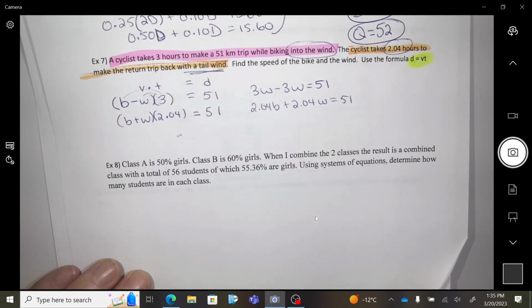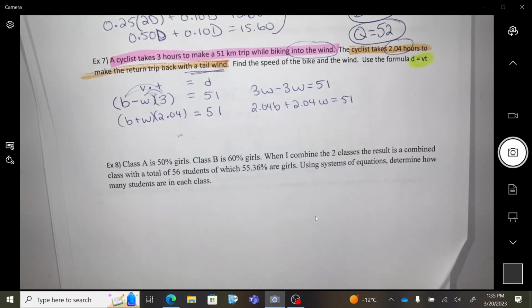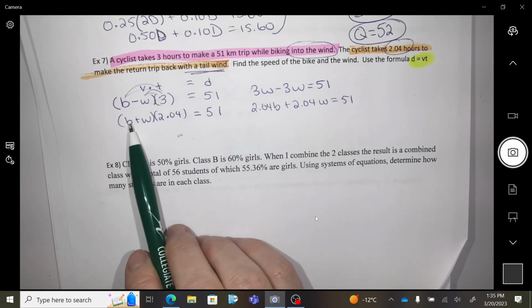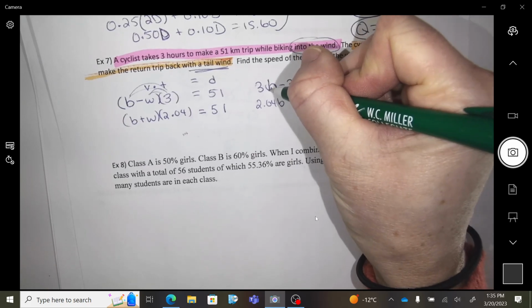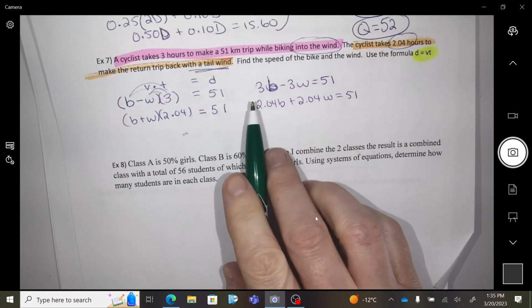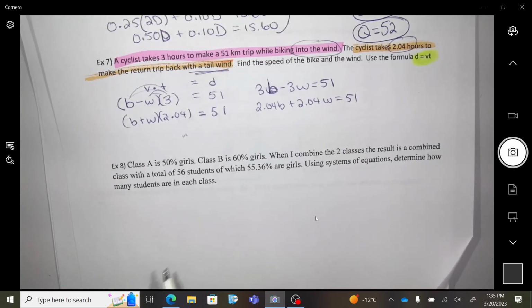I'm distributing, like that. So I need you to multiply by 3. This whole bracket gets multiplied by 3. Why is there 2 W's? Whoops, this is supposed to be a B. Thank you. 3B minus 3W. Okay, everyone, that's just a distribution.